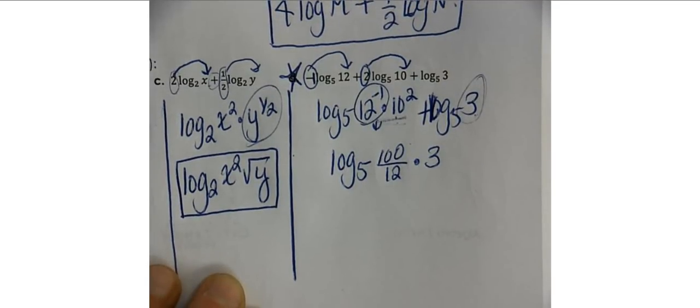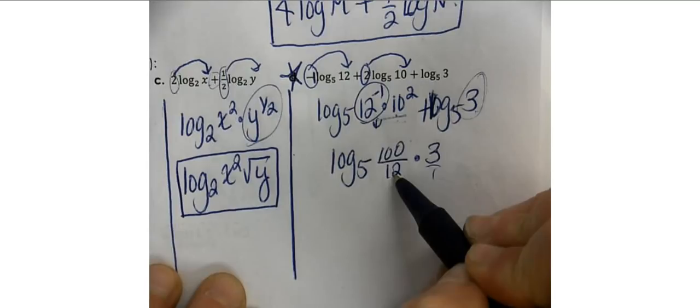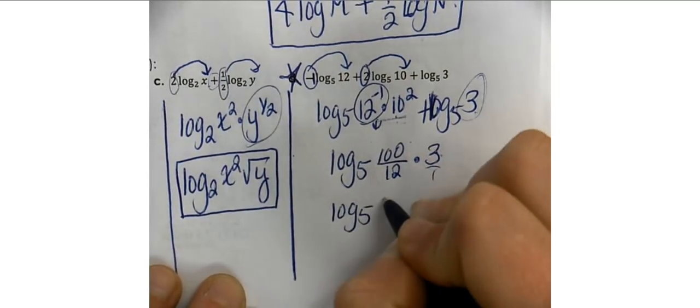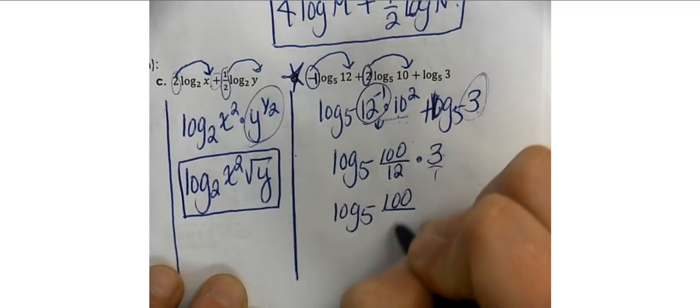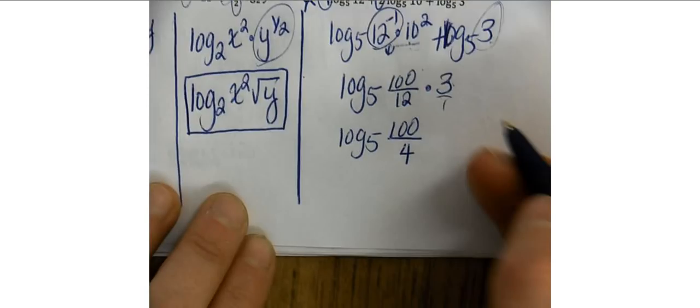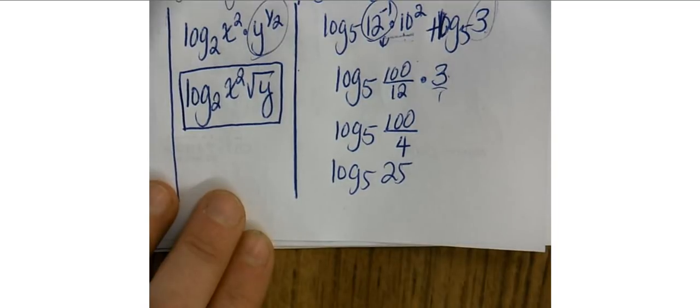If you want to write that as 3 over 1, that's not a big deal. But 3 and 12 have something in common. 3 can go into 12 4 times. So this is log base 5 of 100 divided by 4. And 100 divided by 4 is equal to 25. So this is log base 5 of 25. It might feel like you're done, but you're really not.